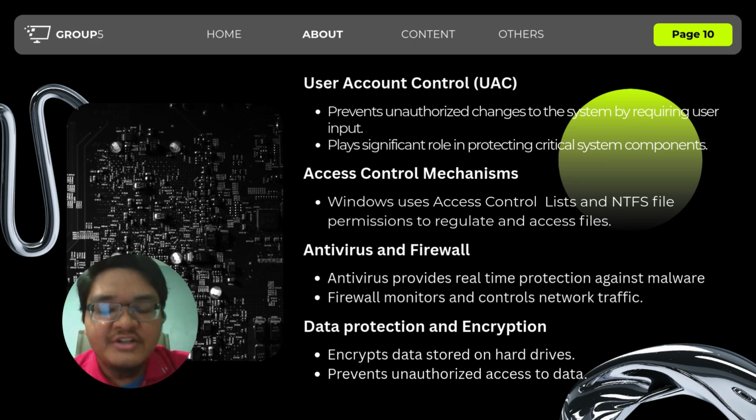Finally, data protection and encryption play an important role in safeguarding sensitive information. Windows encrypts data stored on hard drives to prevent unauthorized access in the event of device theft or loss. Combined with a strong password and multi-factor authentication, encryption ensures that sensitive data remains protected even if system access is compromised.